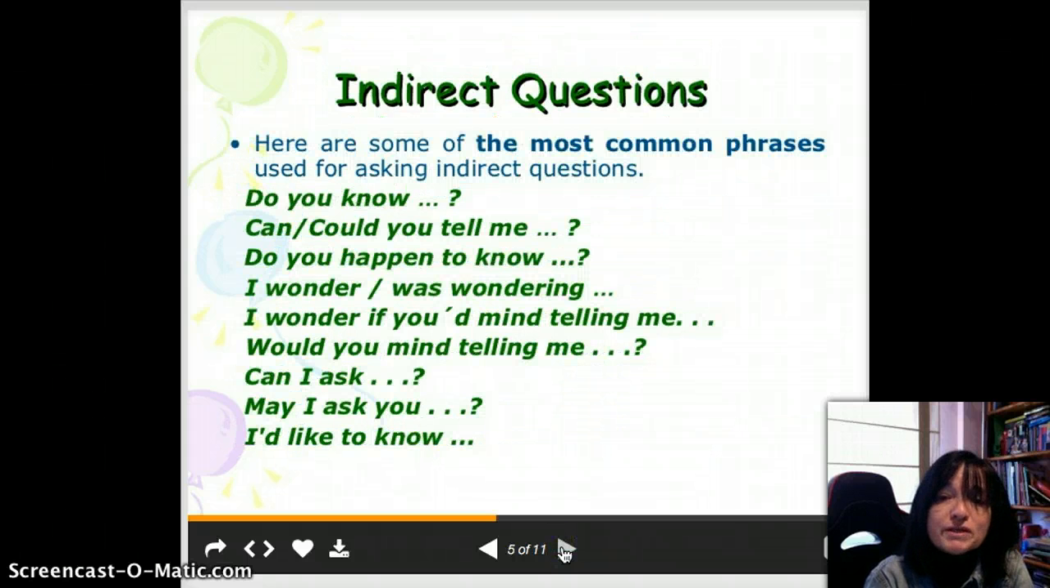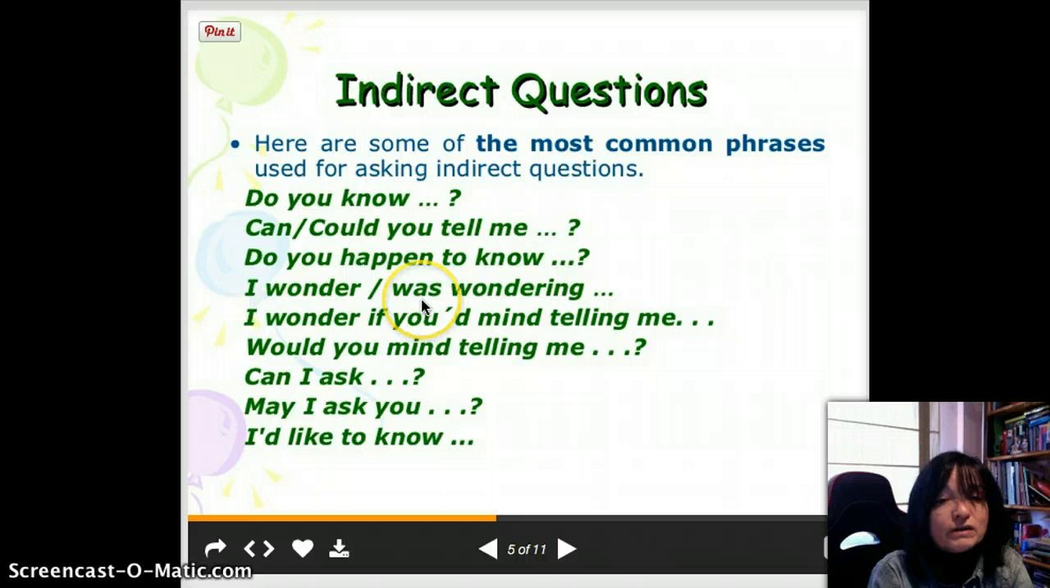Some of the most common phrases used for asking indirect questions, what we call introductory phrases, are: Do you know? Do you know where the station is? Can you tell me? Can you tell me where the station is? Could you tell me? Could you tell me where the station is? Do you happen to know? Do you happen to know where the station is?